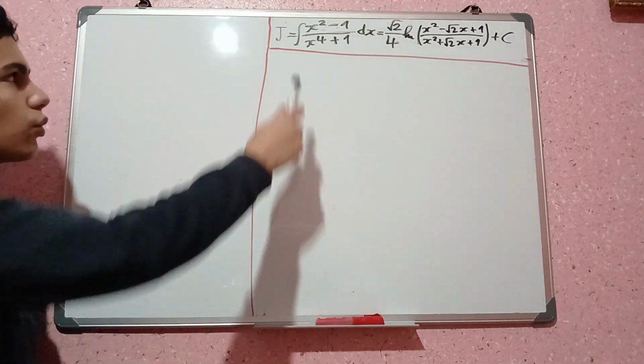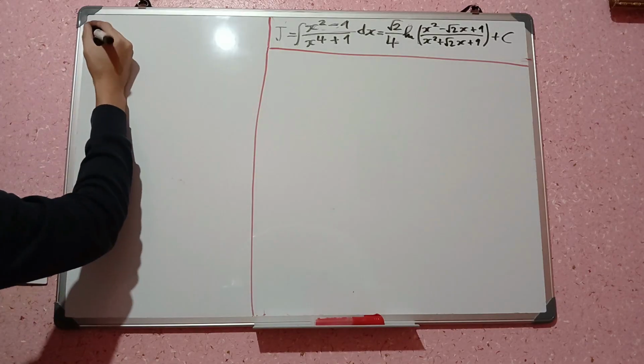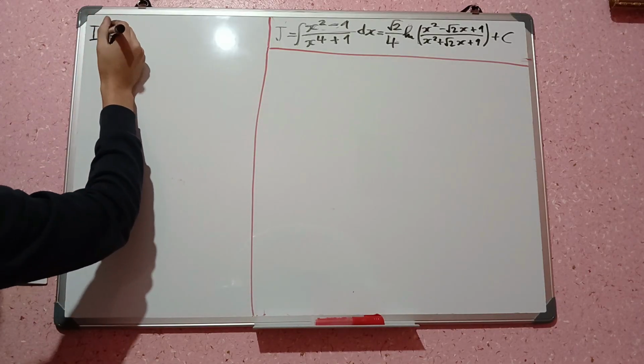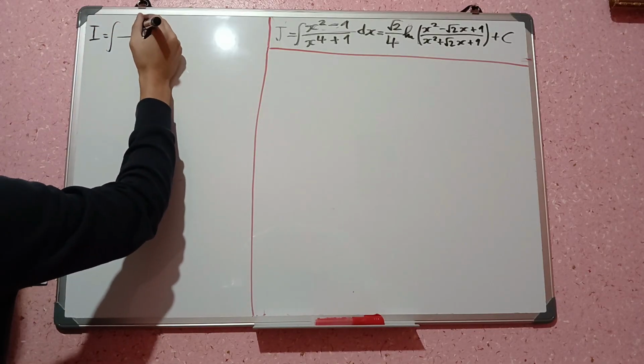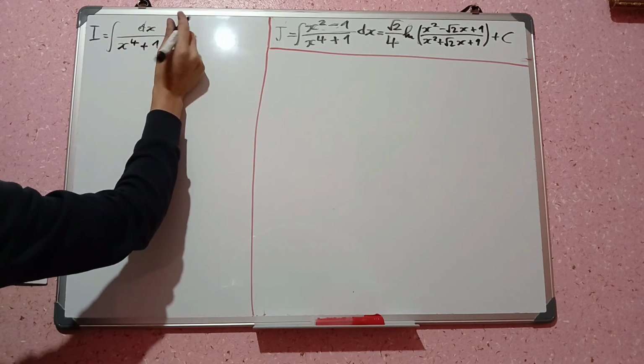Alright, we finished this g, and now let's move towards the I, which is the original integral. It's the integral of dx over x to the power of 4 plus 1.